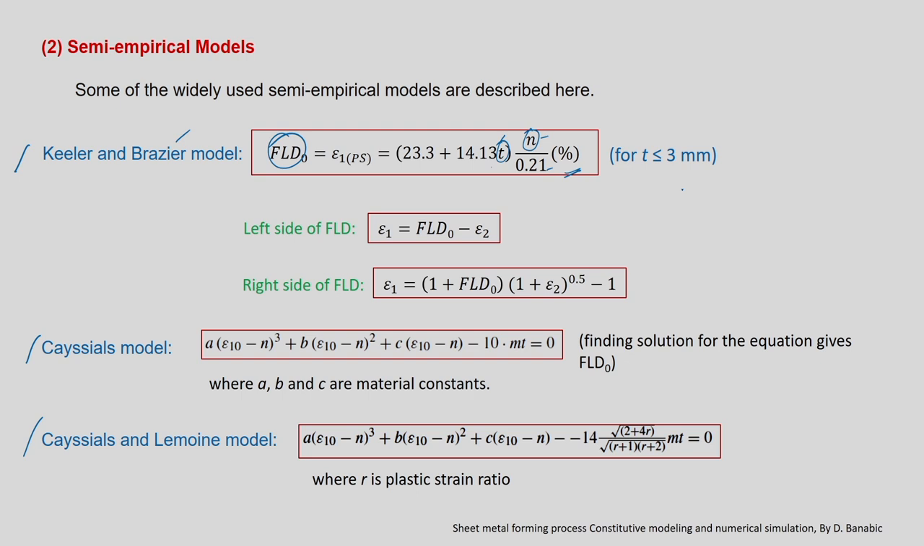hardening exponent. t is the sheet thickness and n is the strain hardening exponent.